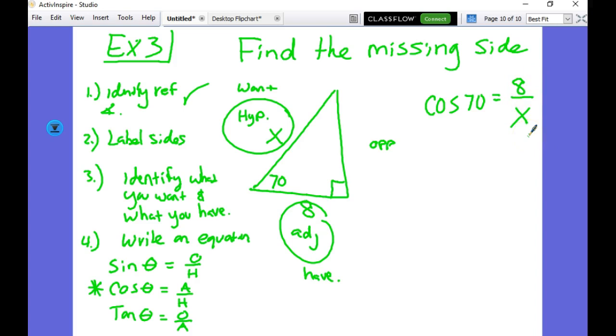So on your calculators, let's do some math first. I want to get x by itself. So the first thing that I'm going to do to get x by itself is multiply both sides by x, so I can get it off the bottom, right? Now what do I do to get x by itself?